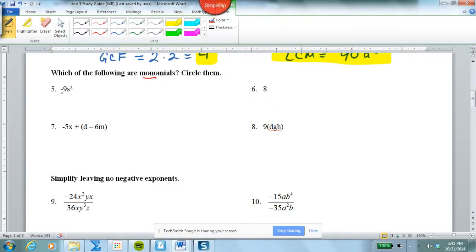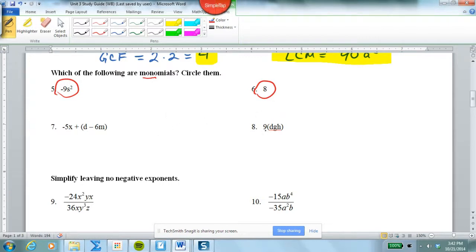Okay, so number 5, is there any adding or subtracting? No. Negative 9s squared is one term. That's a monomial. The number 8 doesn't have any adding or subtracting in it. It is indeed a monomial. Number 7, there's adding, there's subtracting. This is a polynomial expression. This is not a monomial, so no good.